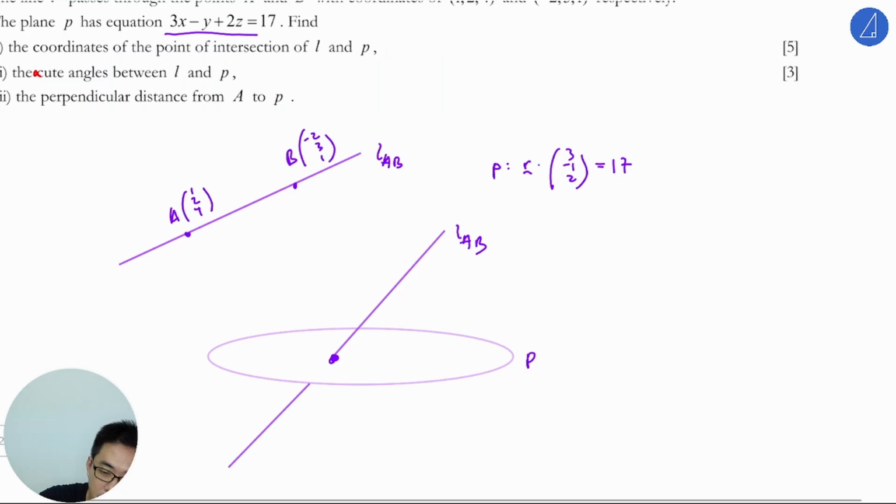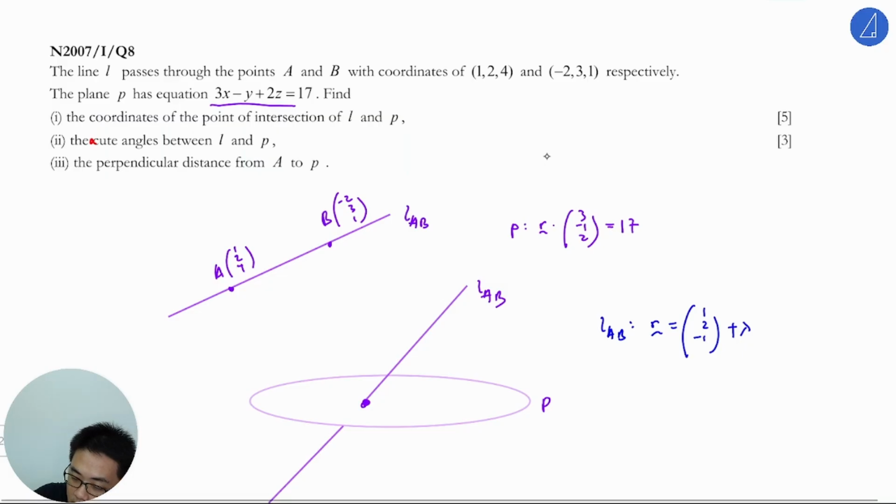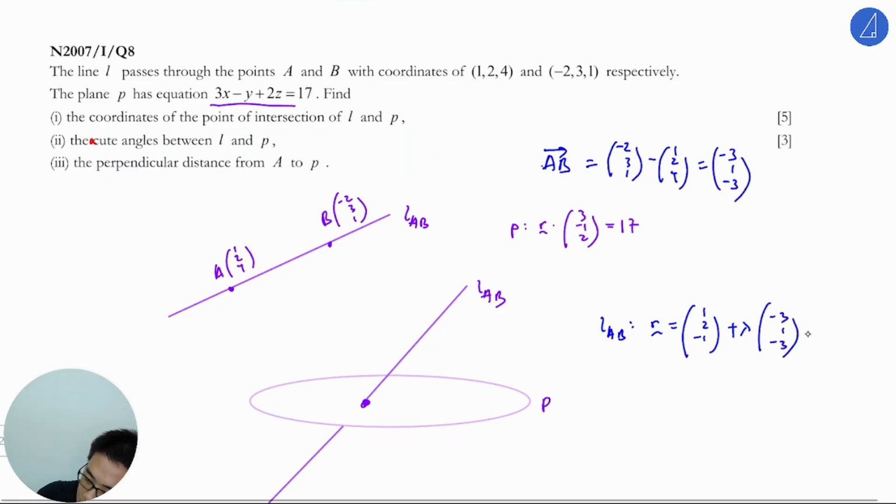AB will be, any point will do. So I'm going to use A plus lambda AB. A to B is actually B minus A. This is the line equation. Line equation should be able to get it straight.